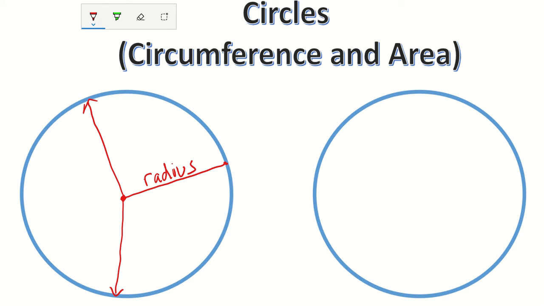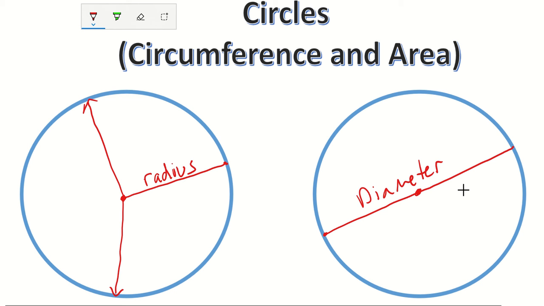Now, of course, the radius is half of the diameter. If we go back to the diameter, it's going to be from one side to the other side of the circle, but you have to make sure that you go through the center. The whole thing is called the diameter. So those are the things that we need to remember, the radius and the diameter, in order for you to be able to use the formulas that we're going to talk about right now.